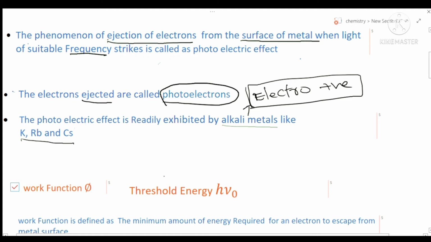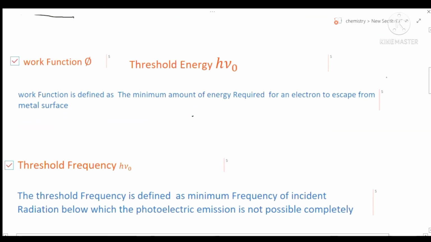When the photon energy is more, automatically the kinetic energy of the electrons coming out will be more. You can understand some important terms here: work function, or threshold energy. Work function is nothing but some work that has to be done. It is the minimum amount of energy required for an electron to escape from the metal surface.